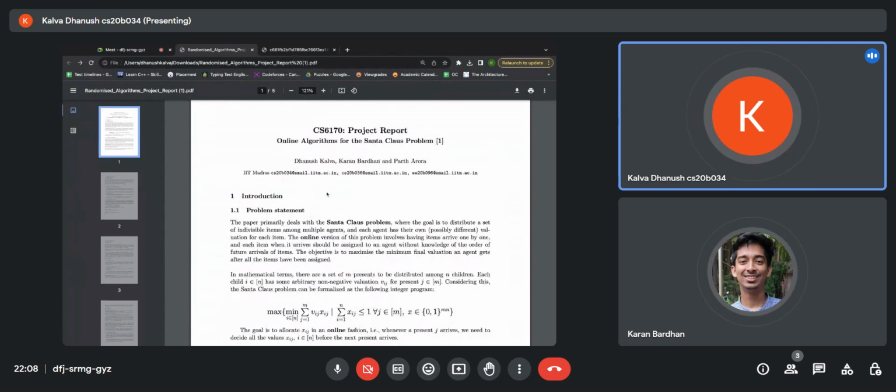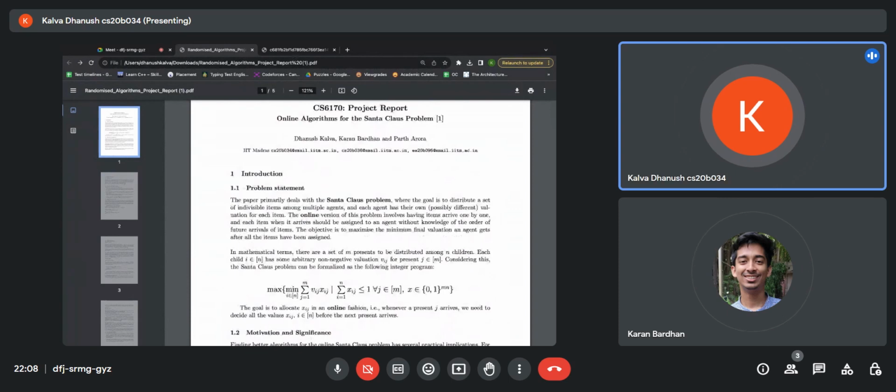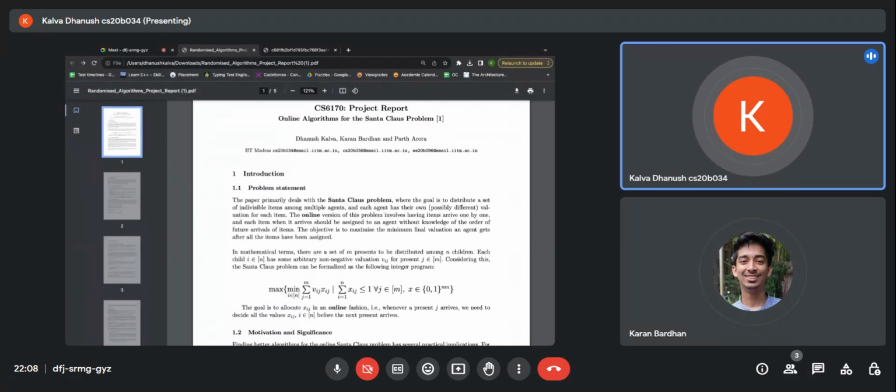So the problem statement is essentially we have this set of items and we have a set of children, or we can call them agents, and each item is valued by the children differently. So let's say there are five children, child 1 2 3 4 5, and then there's item one, which child one values at 0.5, child two values at 0.2, and so on. And there are multiple items.